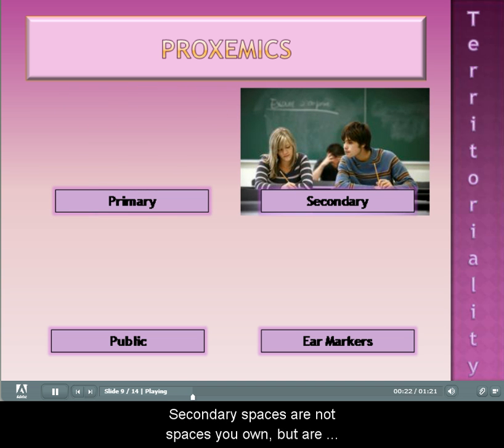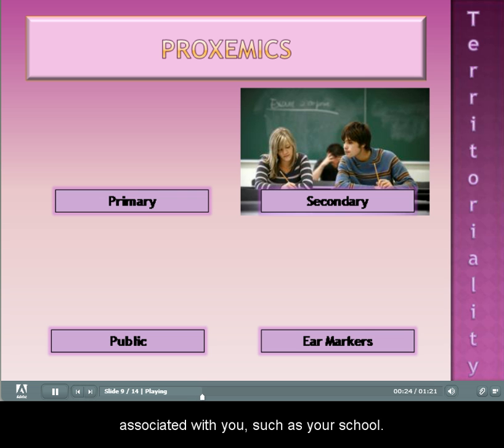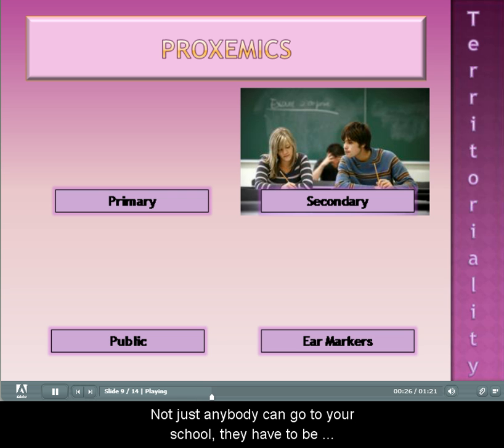Secondary spaces are not spaces you own, but are associated with you, such as your school. Not just anybody can go to your school. They have to be in the district or have permission to attend the school. This could also be country clubs or gyms where you have to have a membership to attend or use the space.